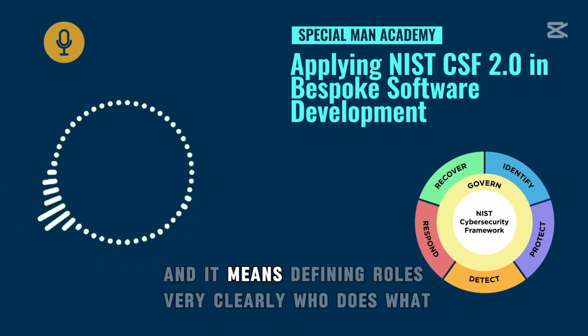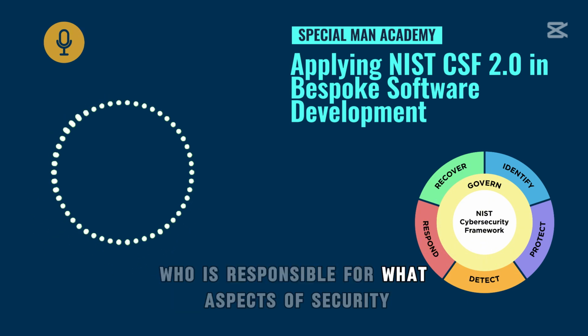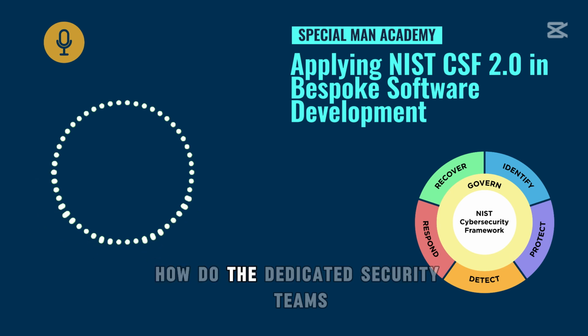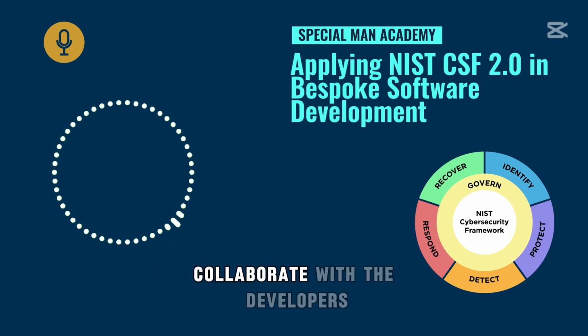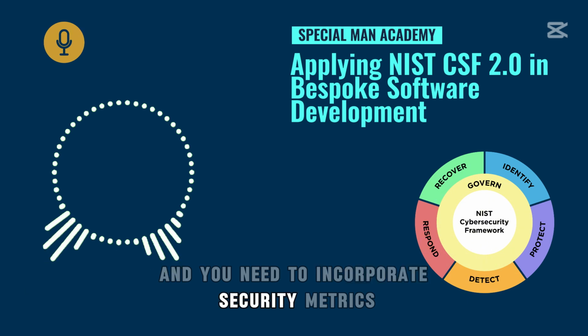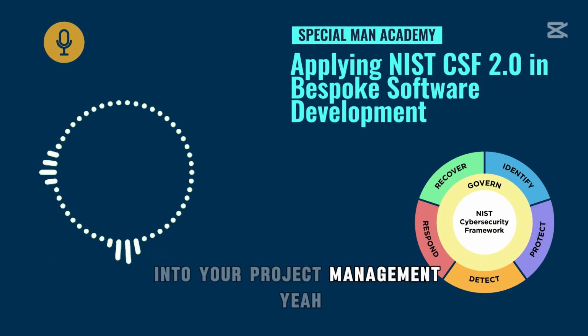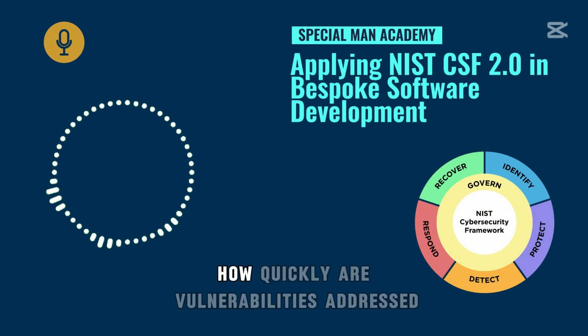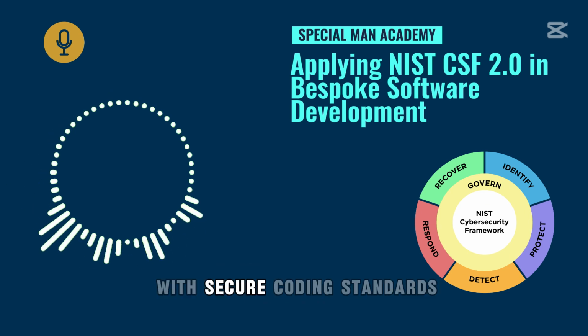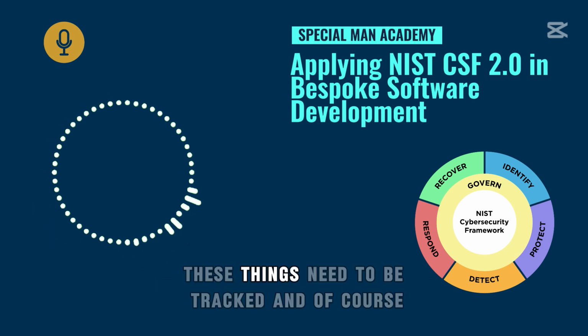Exactly. And it means defining roles very clearly. Who does what? Who's responsible for what aspects of security? How are the testers involved? How do the dedicated security teams collaborate with the developers? You've got to have that clarity. And you need to incorporate security metrics into your project management. Yeah, make it measurable. How quickly are vulnerabilities addressed? What's the level of compliance with secure coding standards? These things need to be tracked.